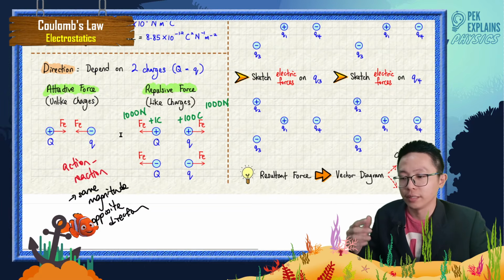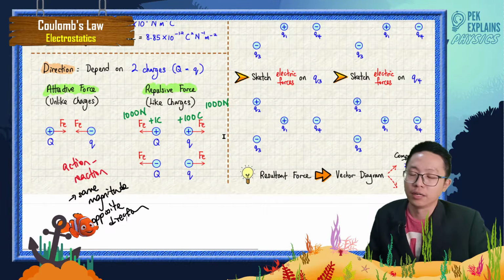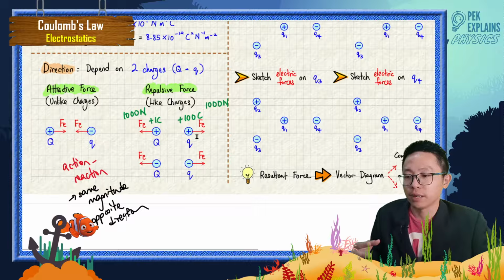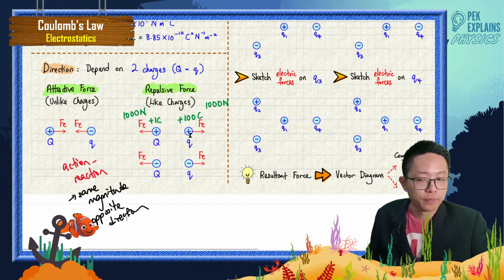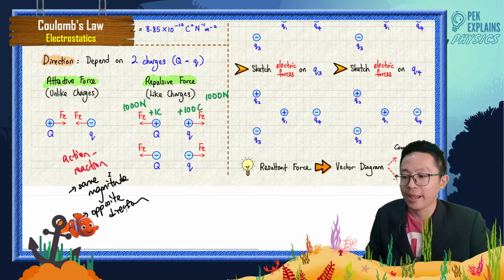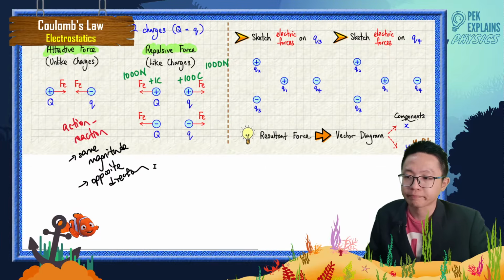So if one is to the left, the other one must be to the right. Opposite direction, but same magnitude. 1000 Newton, 1000 Newton. And they must exist in pair. You cannot say this force is only experienced by the small q. The big Q also experiences the same amount of force. So this electrostatic force exists in pairs. It won't just exist in single. They are a pair of action-reaction force.